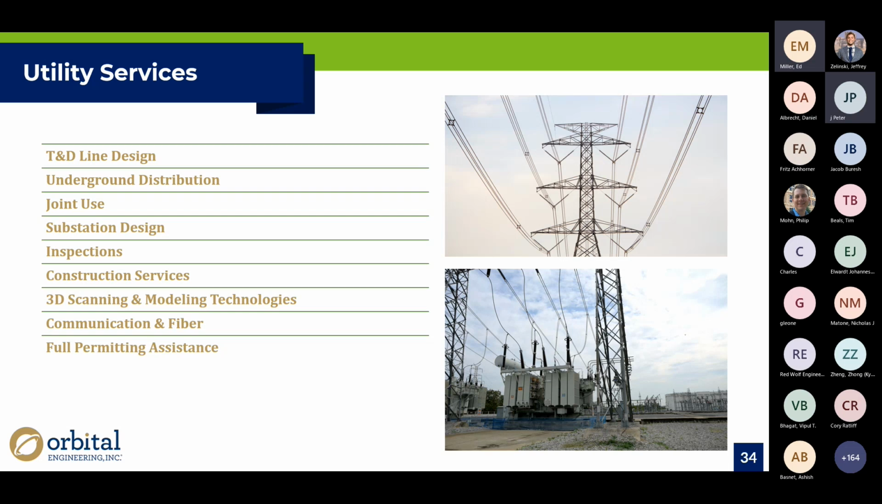With inspections, we lead a QA/QC process, provide construction services for PMs and CSCs and outage planning, as well as utilize advanced technology for 3D scanning and modeling technologies.